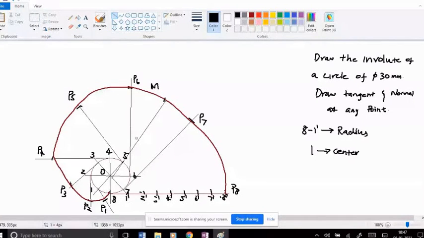Okay, so assume that this is the center. From the center, let's take this as O dash. So O dash as the center and O dash M as the radius, you need to make a half circle, something like this.